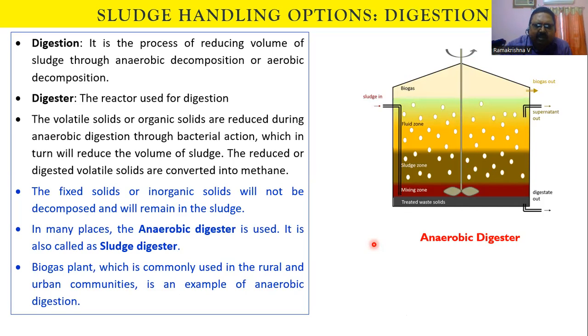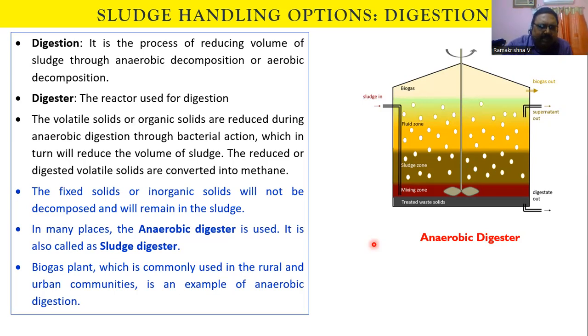The volatile solids are reduced in this digestion process, and they are partially converted into biogas, and the water and solids are separated out. Digested sludge is there at the bottom, and then liquid is there in the middle, gas is there at the top, and the active sludge is somewhere in the middle, close to the bottom.